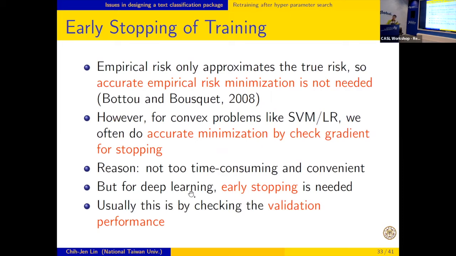But for deep learning, now you have non-convex optimization, and each training run is so time-consuming. Therefore, early stopping is needed, and that's what everybody is using right now. But how to do early stopping? Usually this is by checking the validation performance. You have a validation set, and you run iterations until one time point when you find that validation performance no longer improves. You stop. That's the way we are doing it right now.